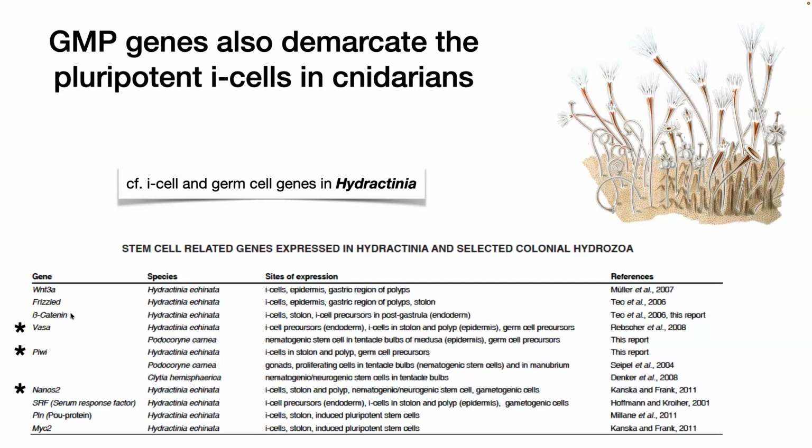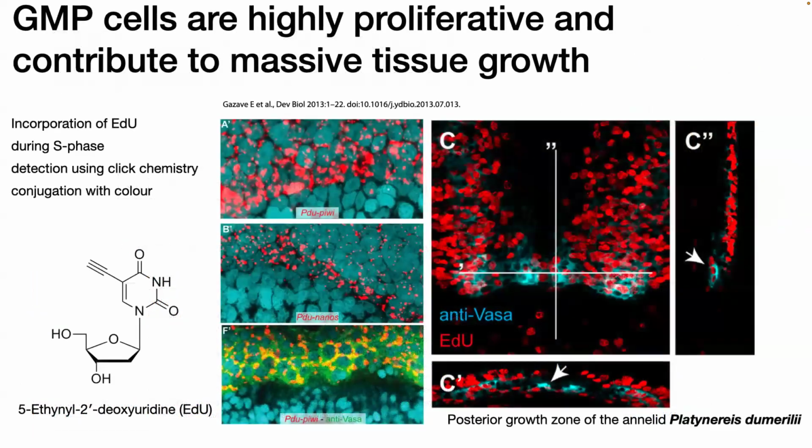So this is not just a marker set, these GMP genes. If they really are involved in stem cell functions, the cells we've just found to be highlighted by these genes should also have other features. They should be proliferative, they should differentiate. And this has also been shown in several systems.